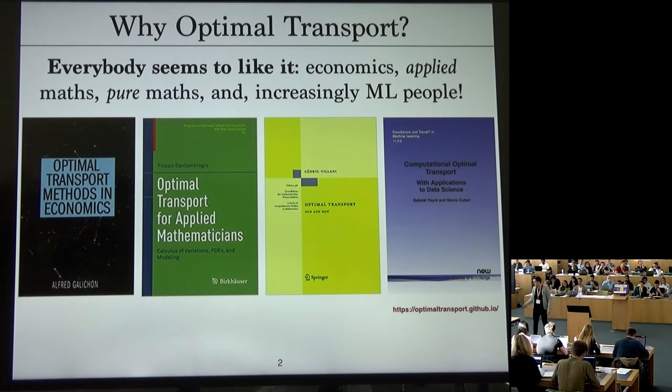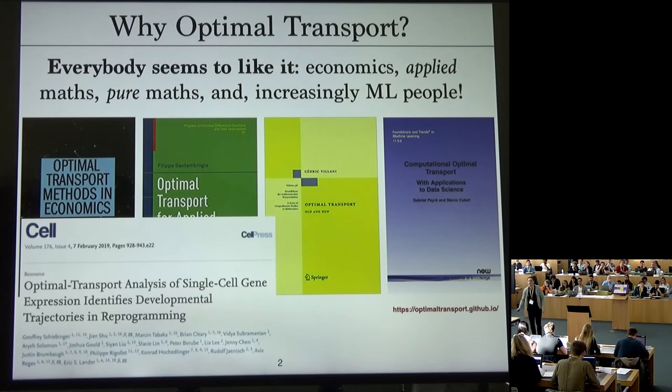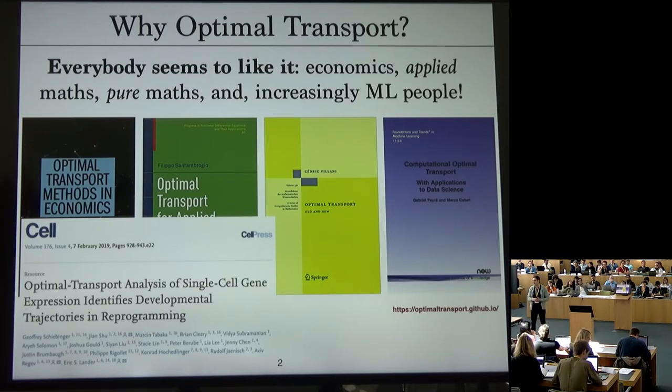So as I was saying, there's one application which is exciting, which is a very recent paper in Cell journal, a biology paper whose title starts with "Optimal Transport Reconstructs Something." For a mathematician, it's very exciting when your tool is shown to be useful in another, very deep part of science.